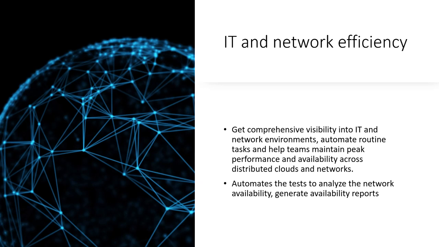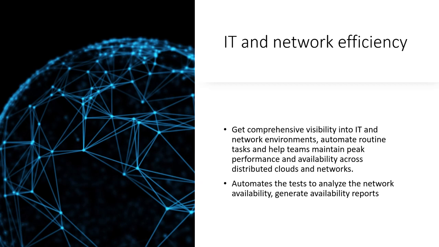IT and network efficiency. Get comprehensive visibility into IT and network environments, automate routine tasks, and help the teams to maintain peak performance and availability across distributed clouds and networks. So as we have discussed, like anomaly detection, as well as security and monitoring services, can continuously monitor the health of the services or systems available in the cloud. Whenever it identifies some anomalies, it can take preventive actions or some action that can be used to recover the applications and services.